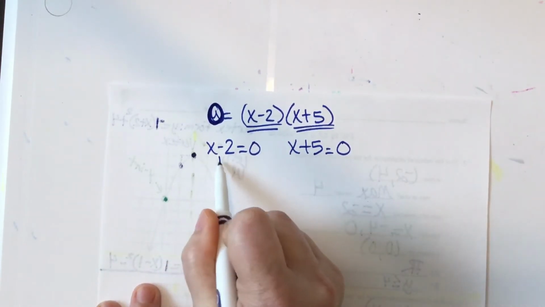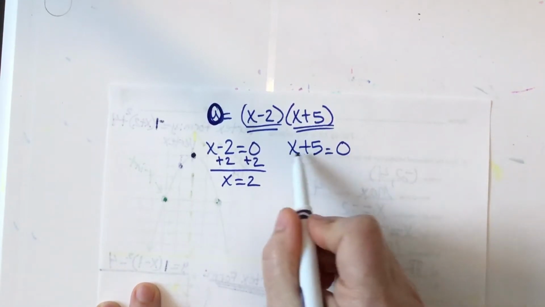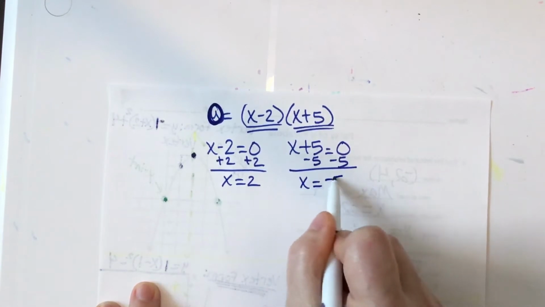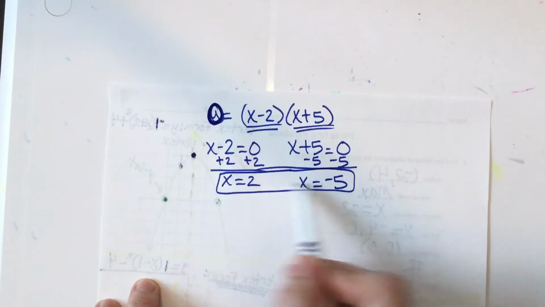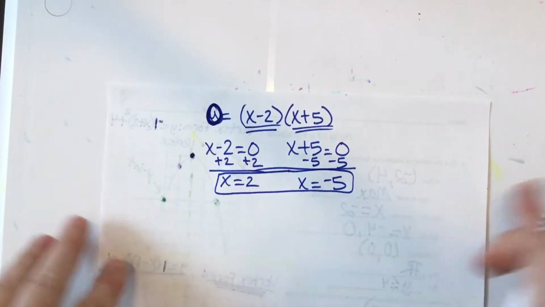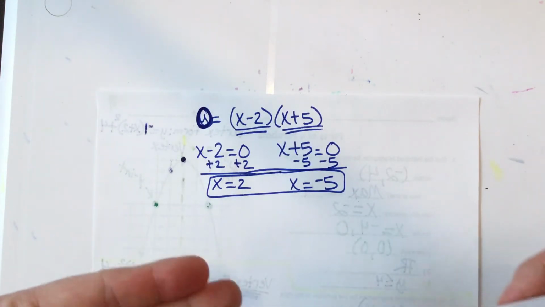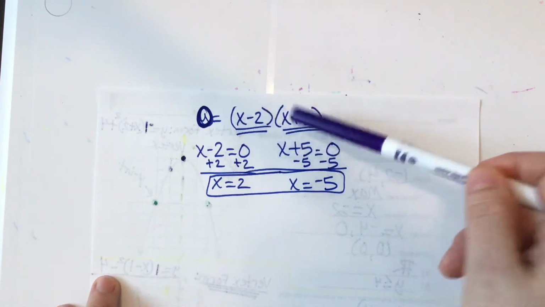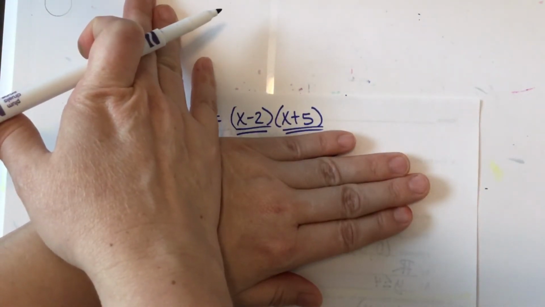So if I was to solve this equation, I'd add 2 to both sides and I'd get x equals 2. And if I was to solve this equation, I would subtract 5 from each side and I'd get x equals negative 5. And those would be my solutions, my roots, my x-intercepts, my zeros. So we were finding those answers all kinds of ways. We had problems where we factored, we had the square root method, we did the quadratic formula. So I wanted to show you the factored method because today we're going to write our equations in factored form, and this is what factored form looks like.